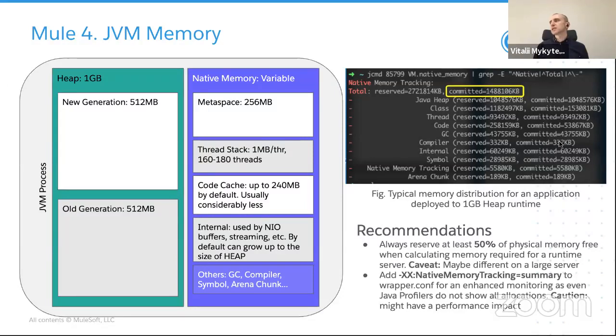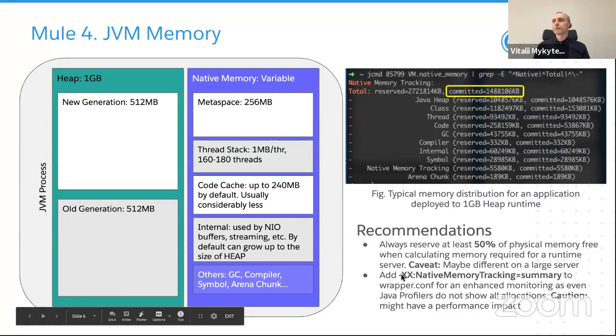Code cache, garbage collector, and internal memory allocation, which we should pay attention to. The tricky part, for example, with the variable internal memory allocation, is that using different tools for memory monitoring, you won't find that allocation there. You need to explicitly enable native memory tracking to have this reported. We will consider it later during the troubleshooting exercise. Let's move to the next slide.